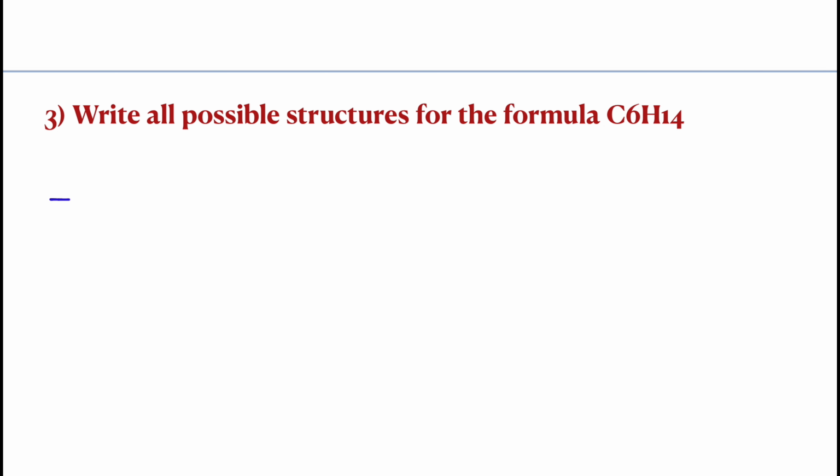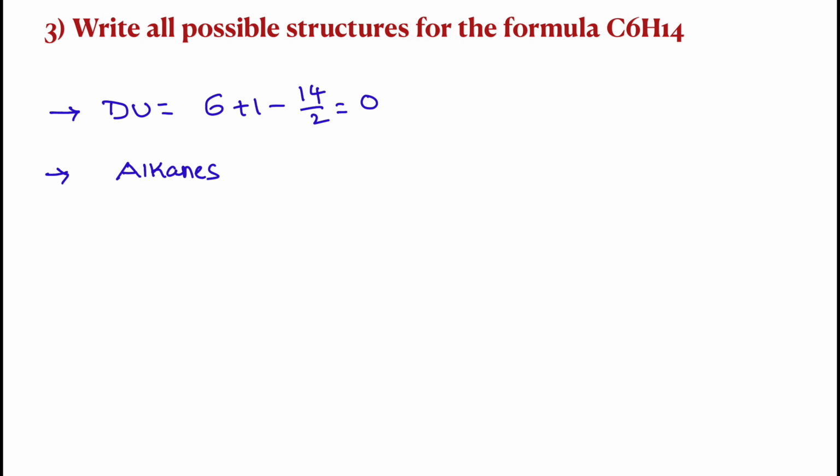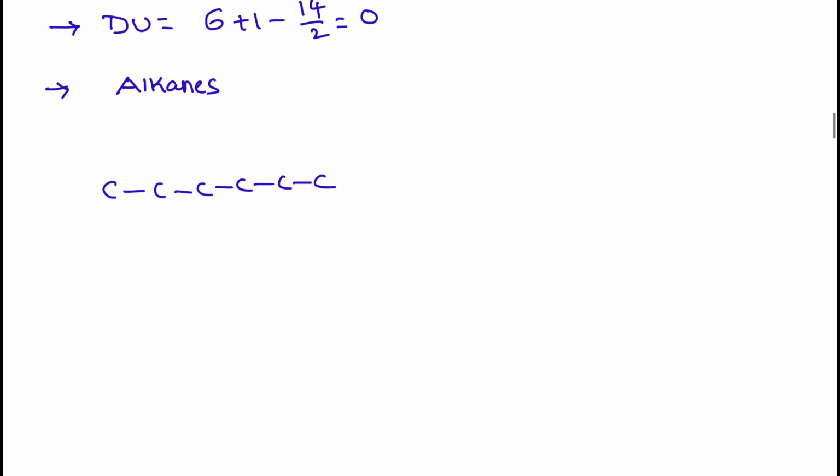Same pattern I'm going to follow. So degree of unsaturation is the number of carbon atoms plus 1 minus 14 by 2. So the degree of unsaturation is 0. A hydrocarbon with 0 degree of unsaturation, the possible structures are alkanes. So you understand the pattern properly. First I am writing the 6 carbon chain, 1 2 3 4 5 6. There is no branch, therefore no positional isomers for this.